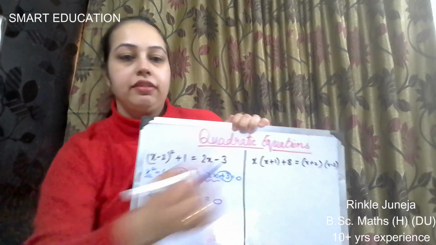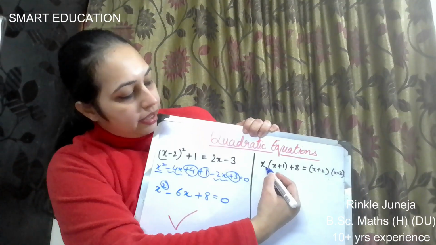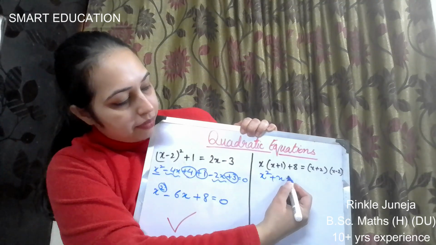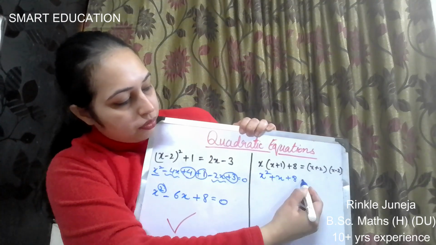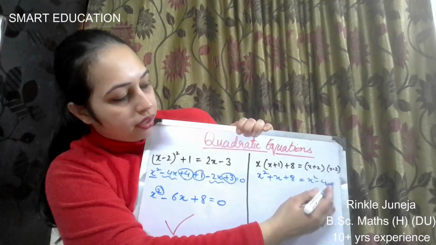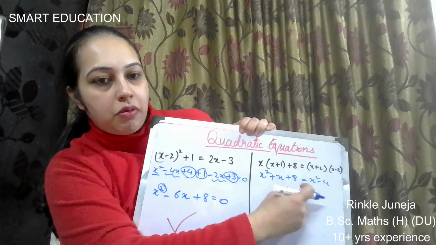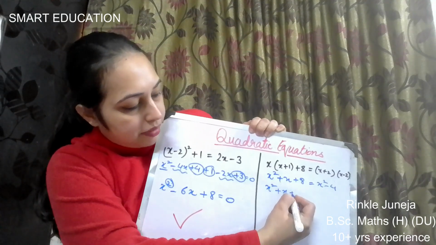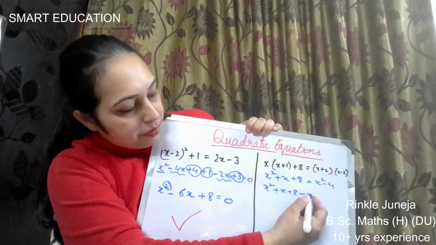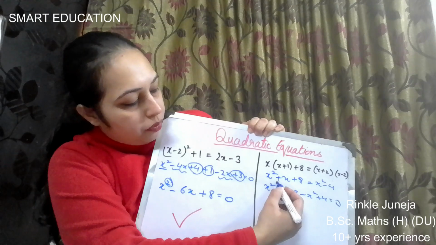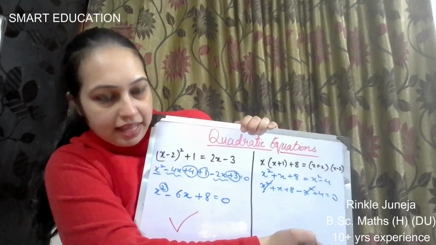Let's simplify the second question. X into x plus 1 will give you x square plus x plus 8. And this is a plus b and a minus b, so this is x square minus 4. Let's take the complete term of the right hand side to the left hand side. We get x square plus x plus 8 plus x square becomes minus x square and minus 4 becomes plus 4 equals to 0. So plus x square and minus x square get cancelled.